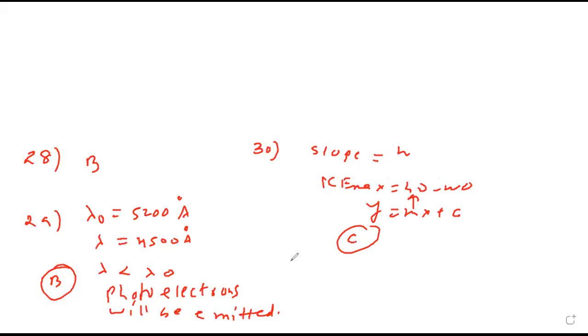31. Which is the correct graph? B. Because if it is stopped here, when you extend it will be going to the negative quadrant. D.